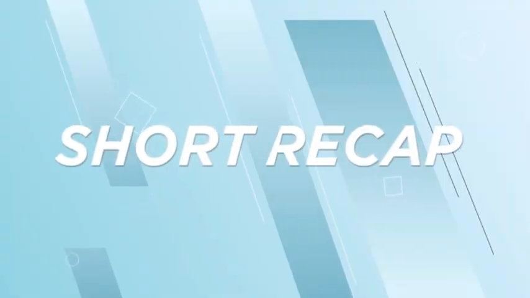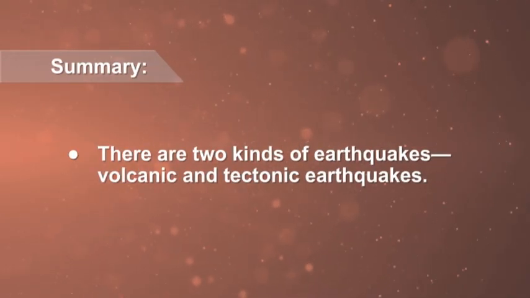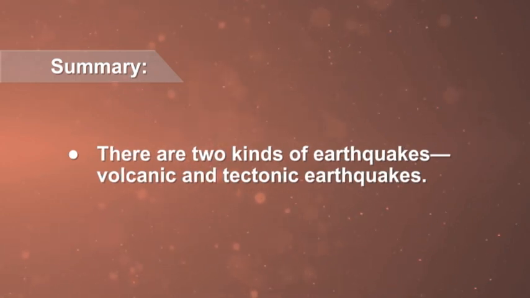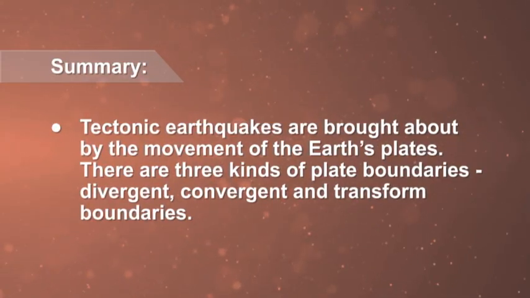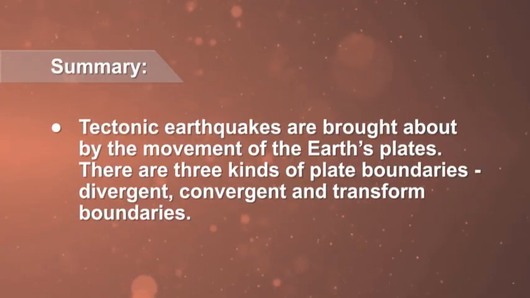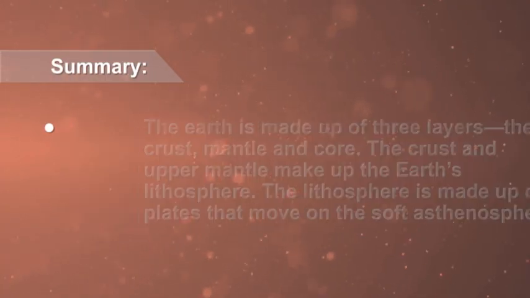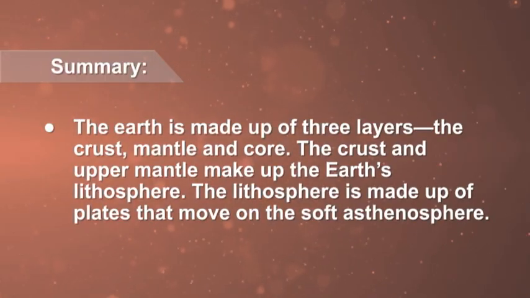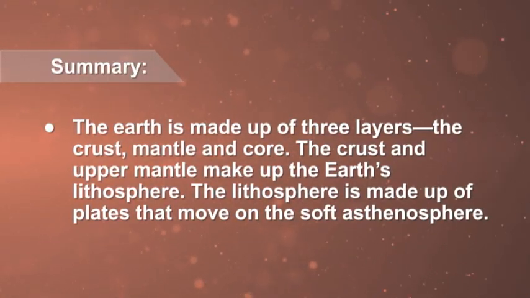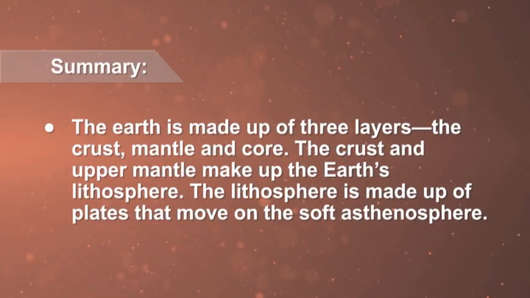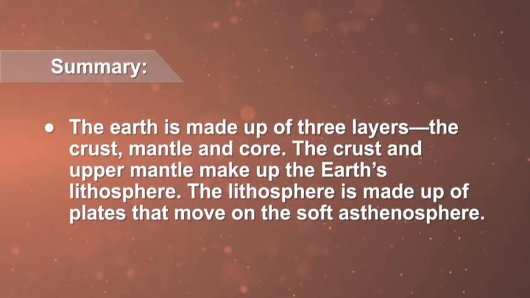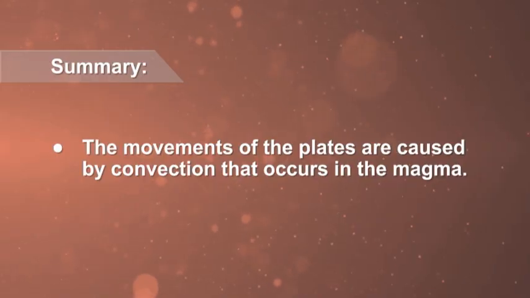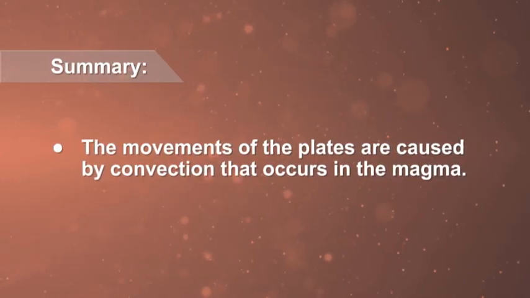Let's look back at what we have learned so far from part 1 of our module on earthquakes. There are 2 kinds of earthquakes, volcanic and tectonic earthquakes. Tectonic earthquakes are brought about by the movement of Earth's plates. There are 3 kinds of plate boundaries: divergent, convergent, and transform boundaries. The Earth is made up of 3 layers: the crust, mantle, and core. The crust and the upper mantle make up the Earth's lithosphere. The lithosphere is made out of plates that move on the soft asthenosphere. The movements of the plates are caused by convection that occurs in the magma.